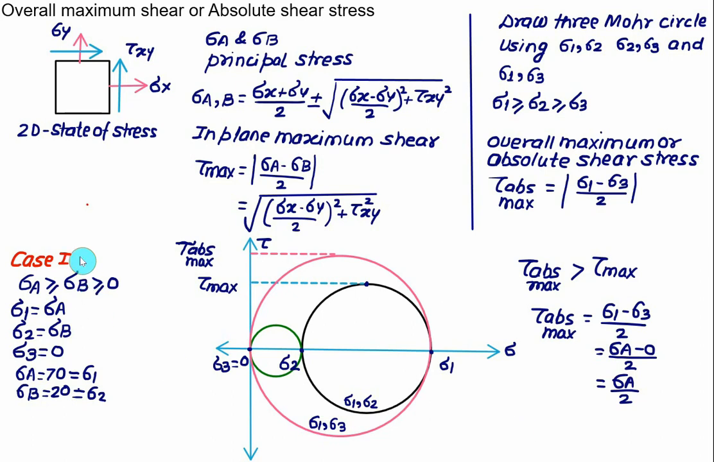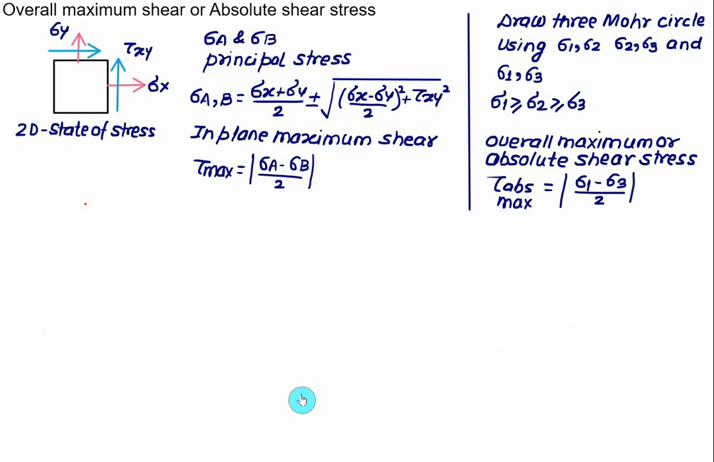Likewise, we'll discuss the second case and the third case, and we'll try to make a clear distinction between in-plane maximum shear and the overall maximum or absolute shear stress. Now we'll take case 2, in which suppose sigma A is equal to 70 and sigma B is equal to minus 30. That is, for the given state of stress, one principal stress is a positive value and one is a negative value.